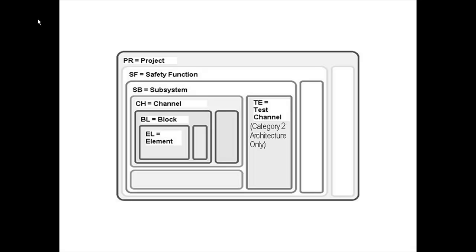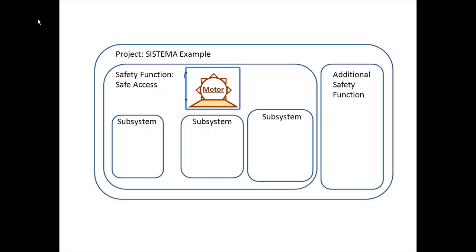Also, within the subsystem exist blocks and then elements. A safety contactor would be an element. That element would make up a block, and then two of the contactor-based blocks would be used together to create an output subsystem. If we overlay this hierarchical structure onto our safety circuit, we will call our project SISTEMA example.